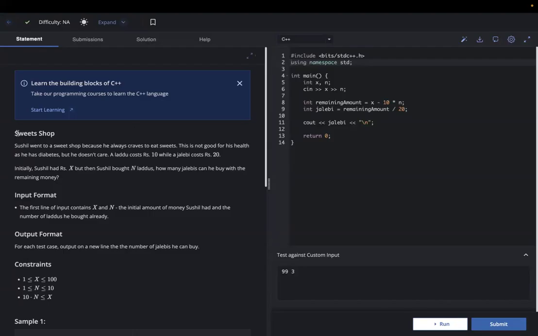Okay, so this is the very first problem for the Div 4. The problem is sweets shop.